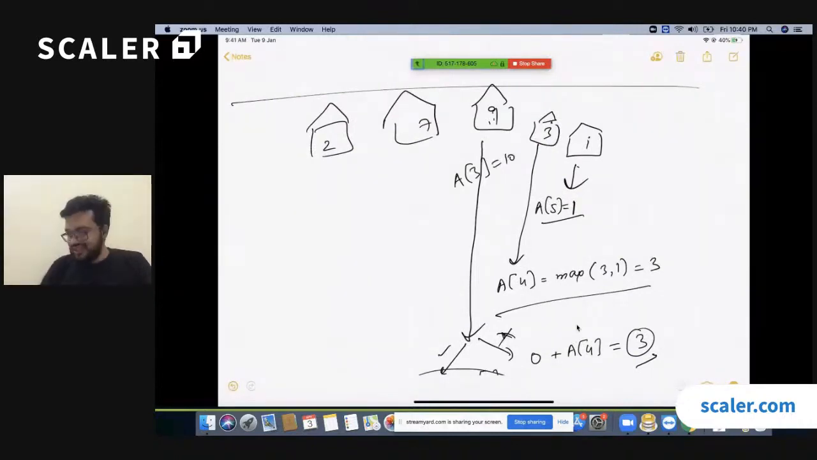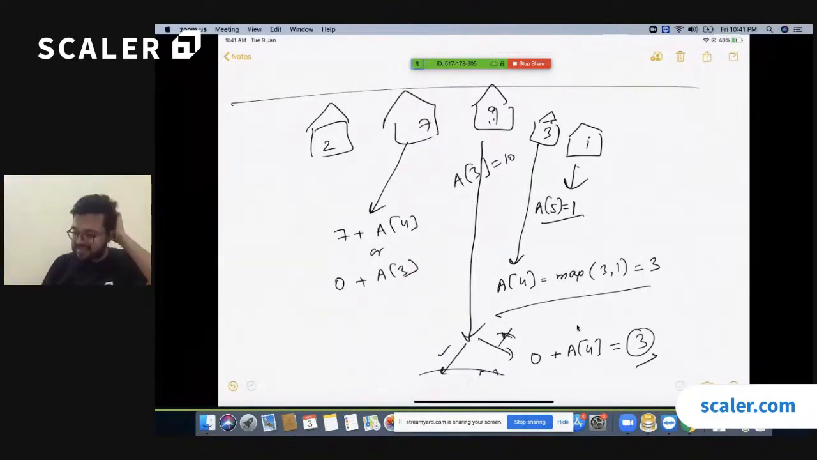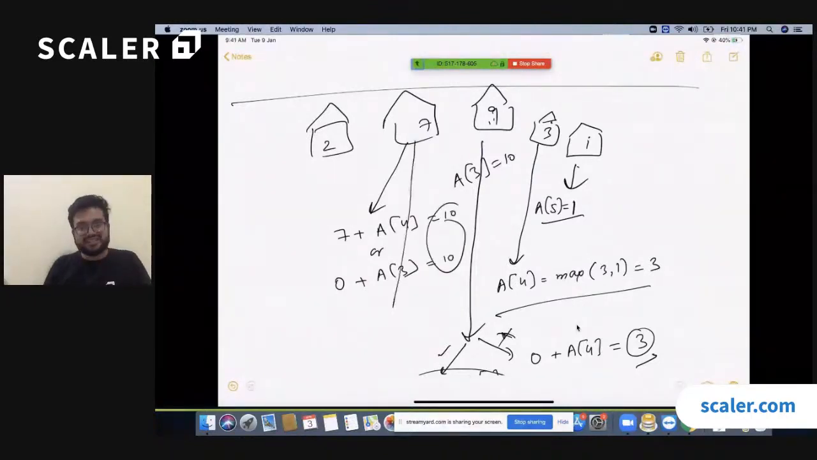Now using these 3, I can compute for this. Either I can loot it or not loot it. If I loot it, it would be 7 plus answer of 4. If I do not loot it, it would be 0 plus answer of 3. Answer of 4 is nothing but 3, and 7 plus 3 is 10. Or 0 plus answer 3, which is 0 plus 10, which is 10. You take the maximum of the 2, which is 10. So even for this, answer of 2 is also 10.